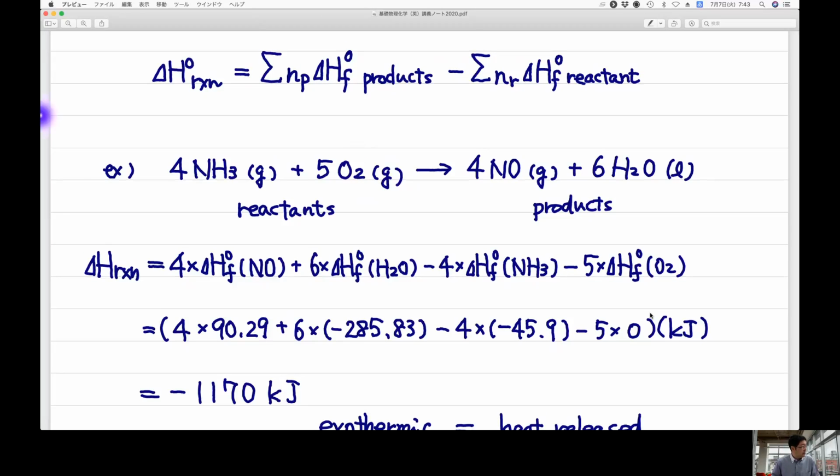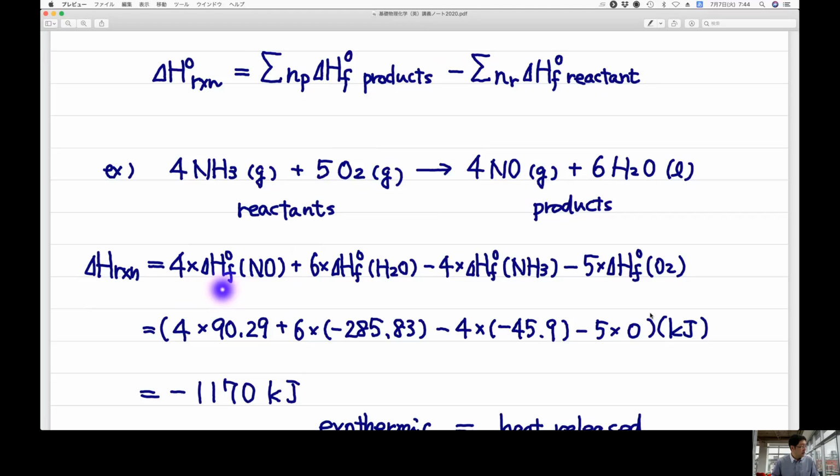And here is the equation to estimate the enthalpy change of the reaction. First, you need to sum up the heat of formation of the reactants. Products. Okay? So the products are nitric oxide gas and water. And importantly, you should remember you need to multiply by 4 and 6 because you use those numbers of molecules.